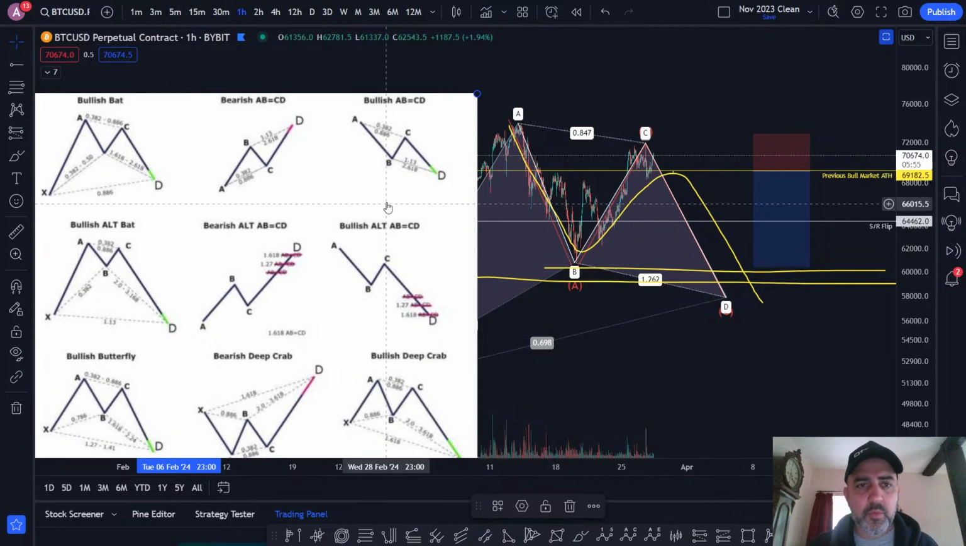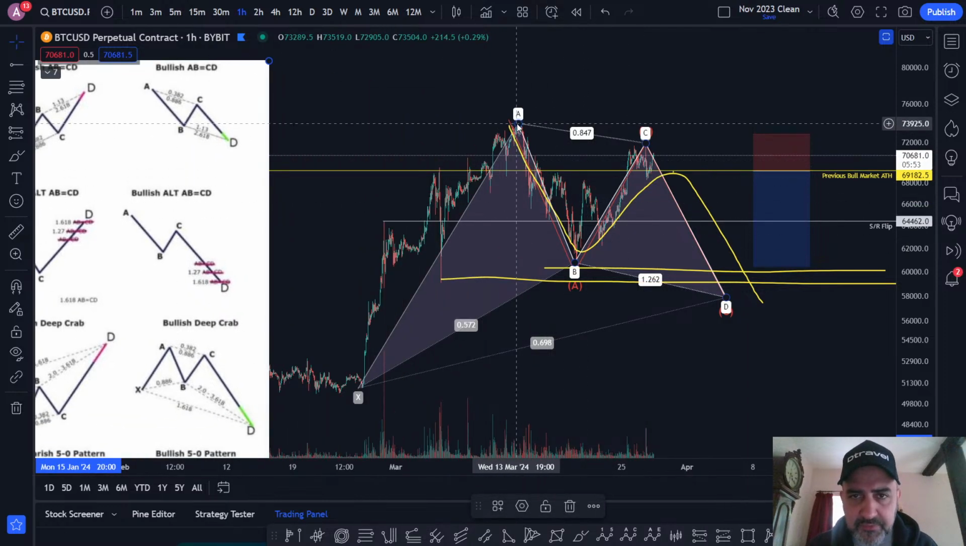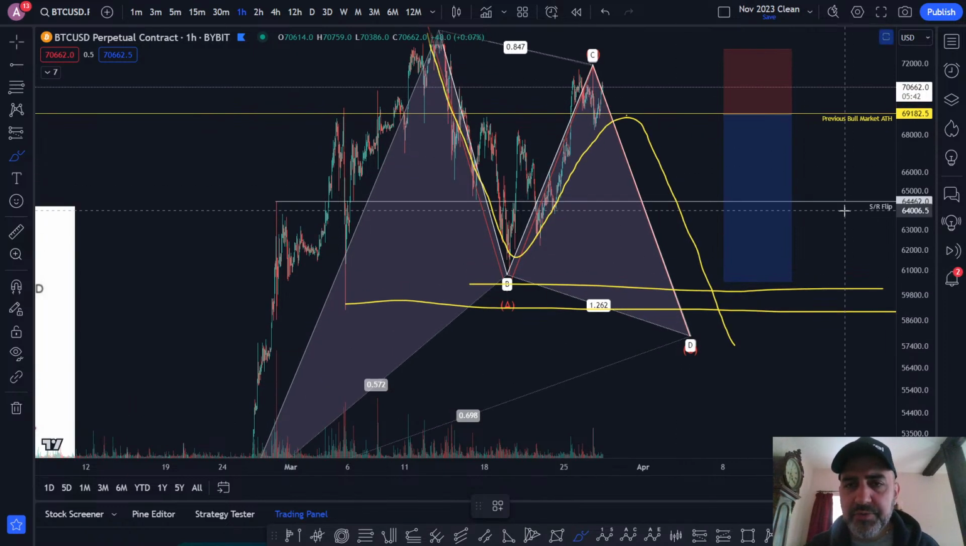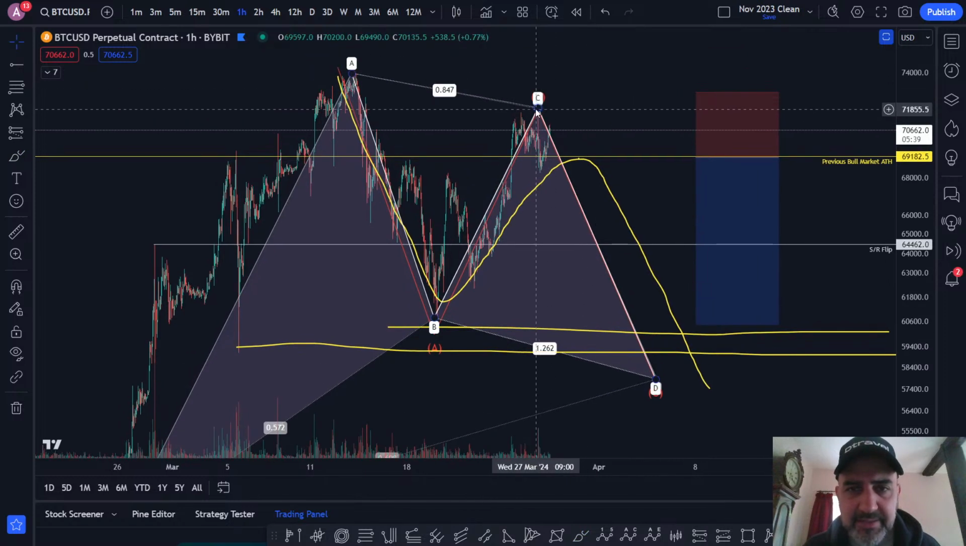And then I'll be looking for a 1-to-1, which is from the A to the B to the C to the D. I'll be looking for a 1-to-1. This doesn't matter. The pivot has to hold. If that's the pivot, that has to hold.